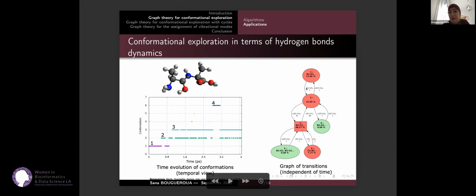So for example, here I know that we have a hydrogen bond that disappears, and here when we come back, this hydrogen bond appears. We also have the frequency of appearance, the frequency of the transition. From this, we can see that we have huge transitions between conformer 2 and 3. We can also have the percentage of appearance for each conformer, and with this information, we can see that conformer 3 is the most present for this trajectory.